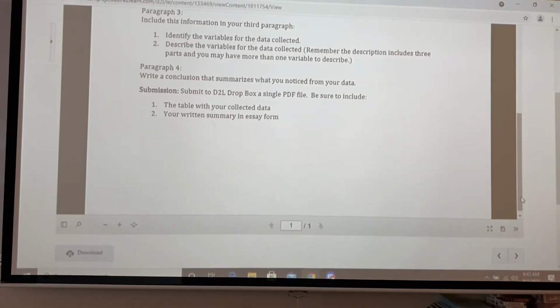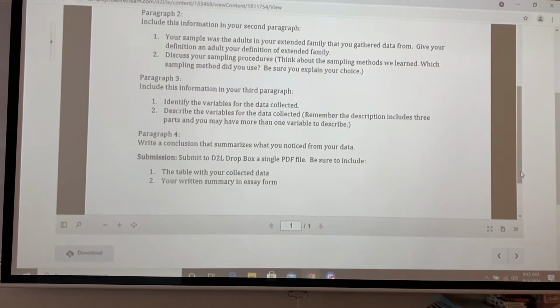That's by Friday at 11:30 p.m. with the 24-hour grace period. So really by Saturday, 11:30 p.m. Okay, so that's one of them.